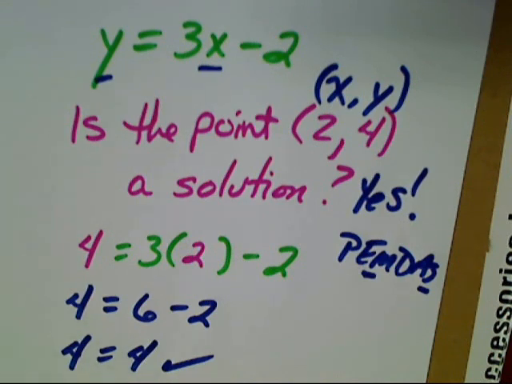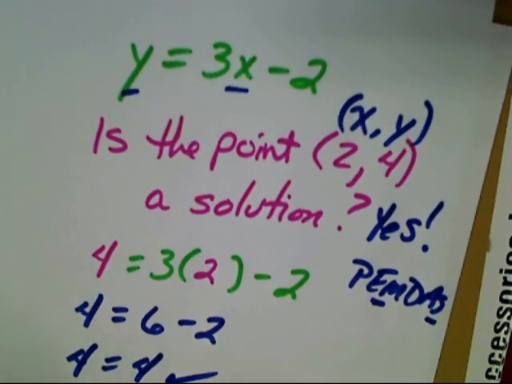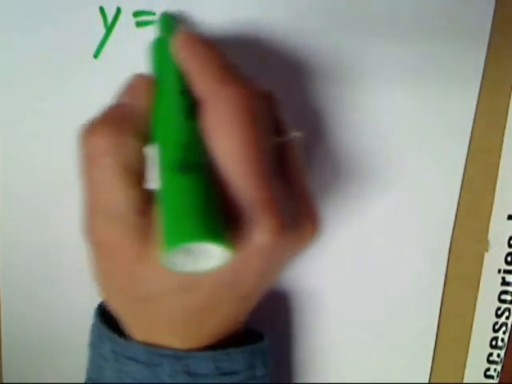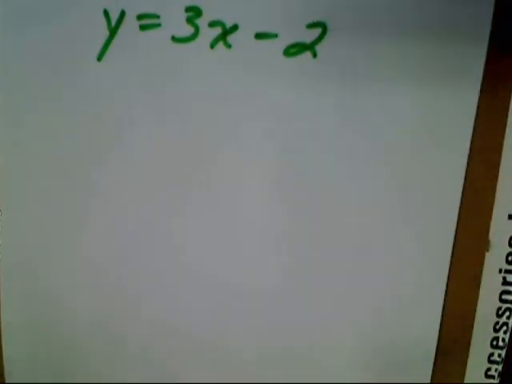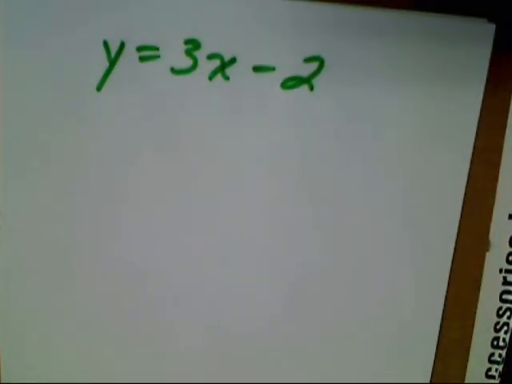Now here's the thing. With the equation y equals 3x minus 2, that's not the only solution. We are so accustomed to having only one solution when it comes to an equation. X is whatever. We've solved for that one problem. But now because we have an x and a y that's working together, we have more than one solution.